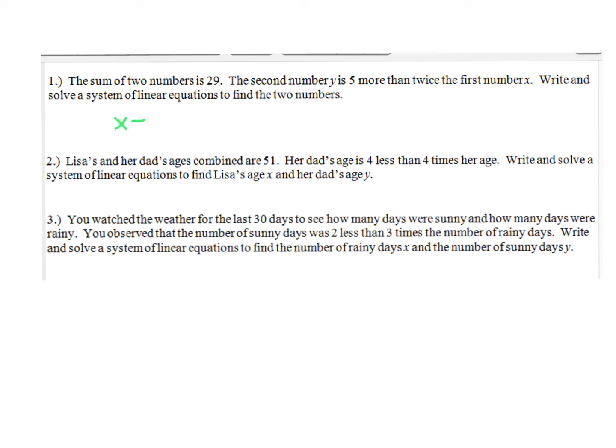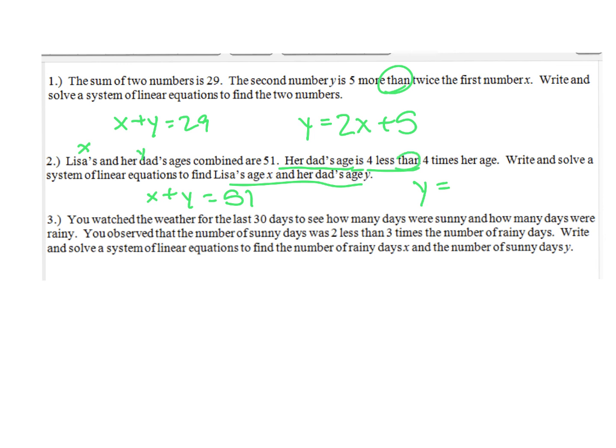The sum of 2 numbers, so x plus y equals 29. The second number y is 5 more than, so 2x plus 5. Lisa and her dad's ages combined are 51. So Lisa's x, down here it says Lisa's x and dad is y. So we have x plus y equals 51. Her dad's age, we know that to be y, is, there's our equal sign, 4 less than, so we're going to switch around. So it's something minus 4, 4 times her age. So 4x minus 4.